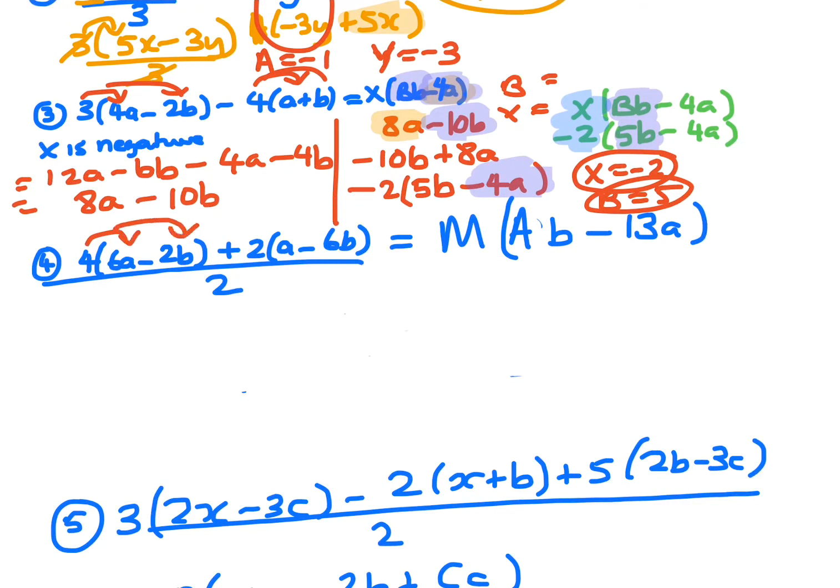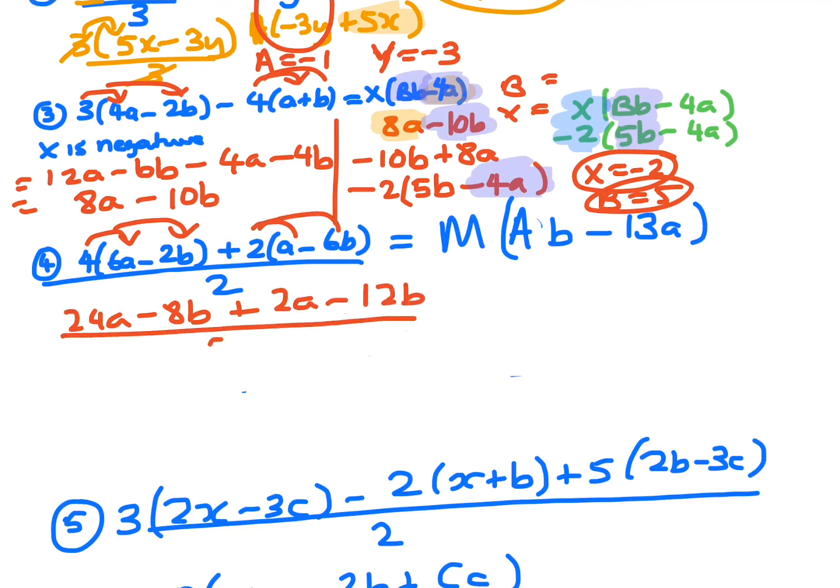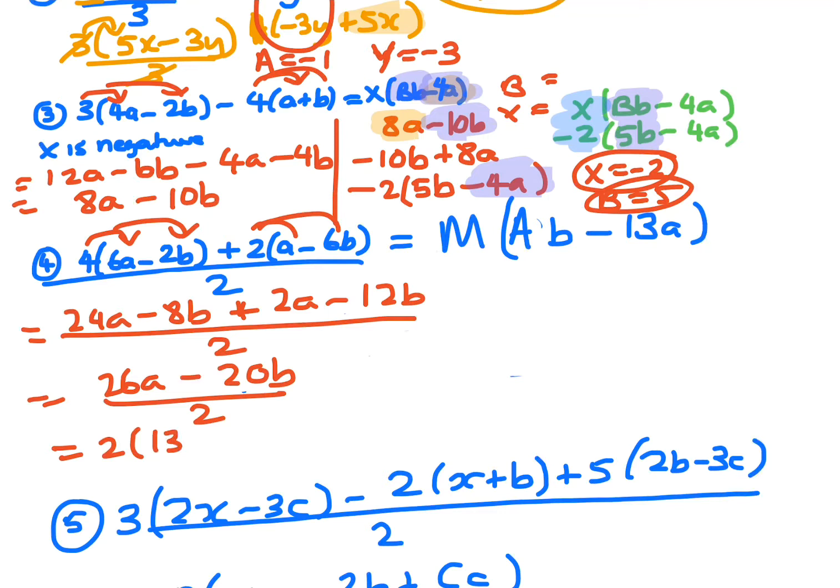Okay, now let's go. 4 times 6 is 24A, 4 times 2 is minus 8B, 2 times A is 2A, 2 times 6 is minus 12B, all over 2. 24 plus 2 is 26A, minus 8 minus 12 is minus 20B, all over 2. Common factor of 2, so that's 13A minus 10B over 2. 2 goes into 2 once.